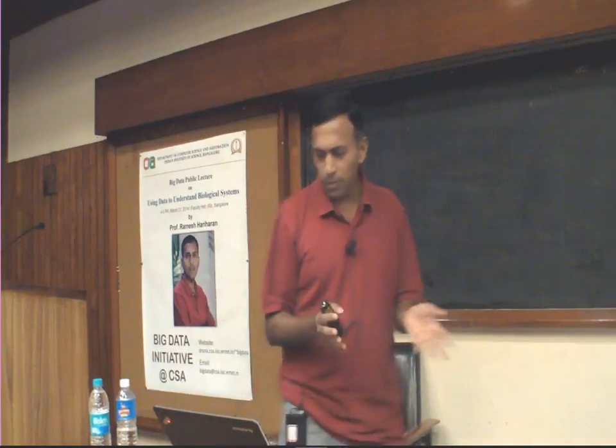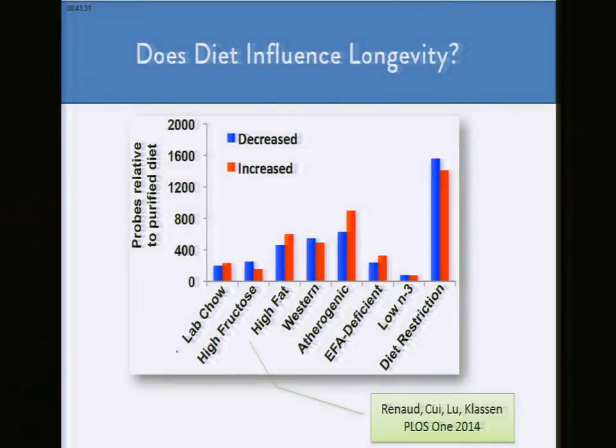I want to give you a feel for what types of things people look at. I just picked two or three examples that might appeal to a broader audience as well. So here is one where people studied diets. A lot of these studies are done on lower organisms, so rats, where they feed rats various different diets and look at which genes go up, which genes go down, so decreased and increased.